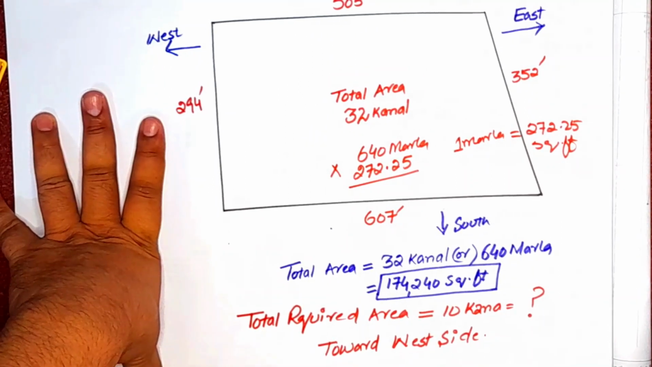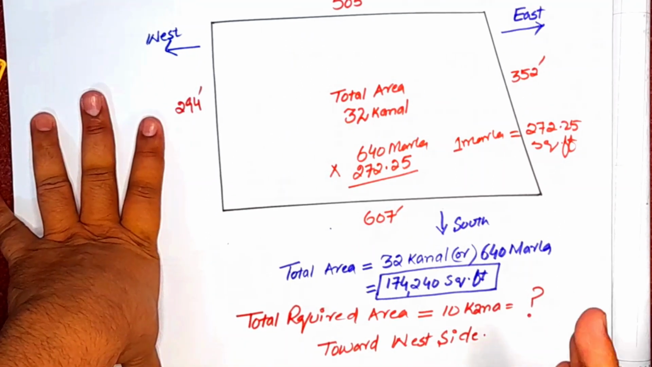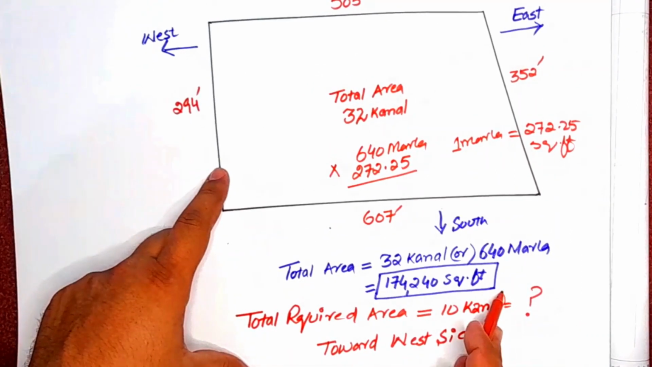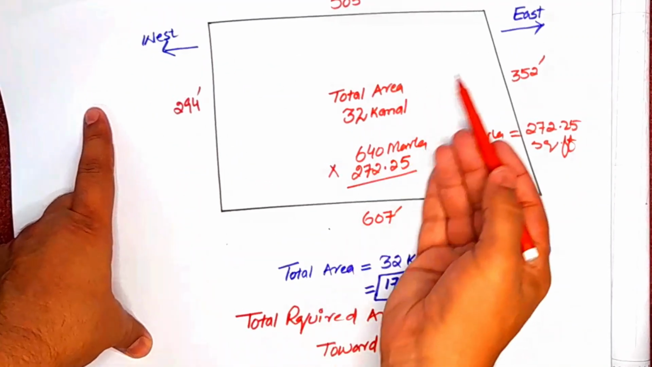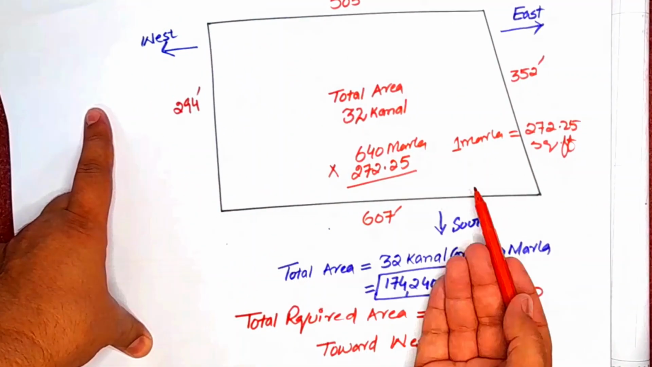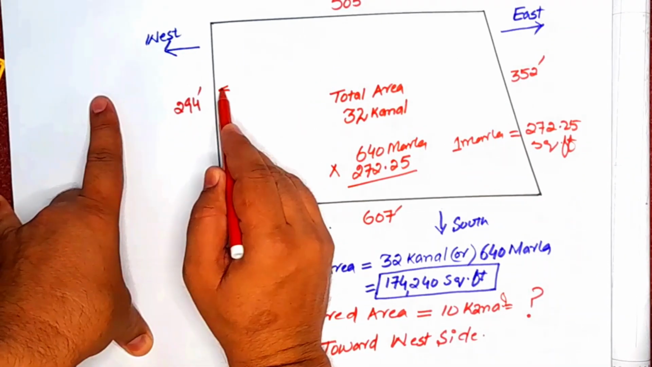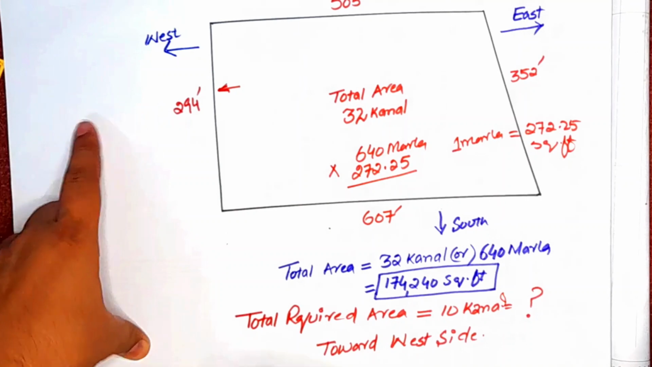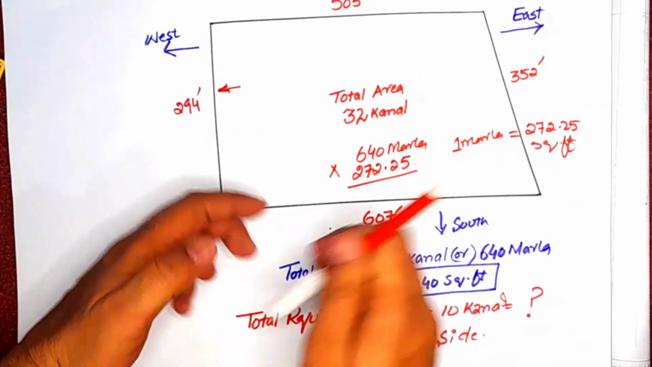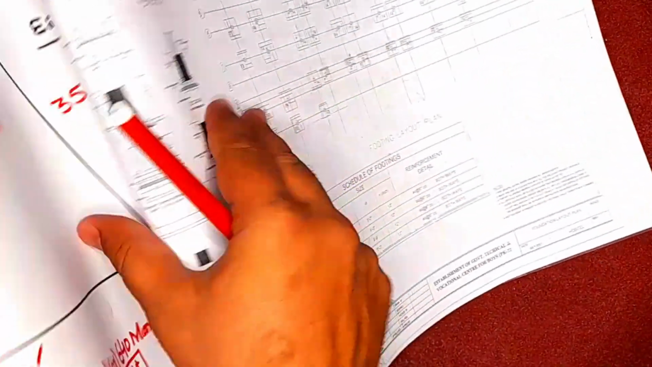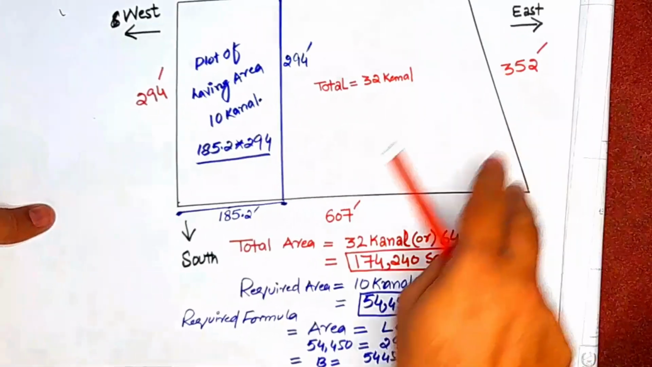Now we will discuss how to separate our required 10 canal land from this 32 canal land on this site. So we will start our calculation. I will show the total calculation of this plot in this sheet.